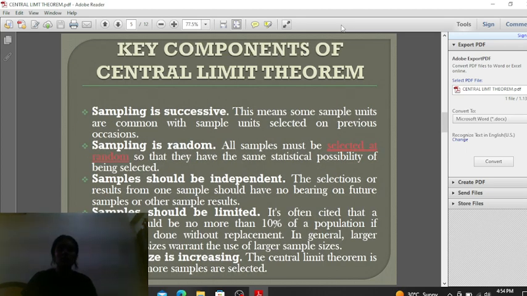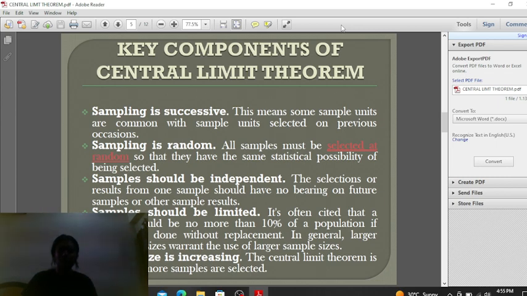So, what are the key components of the central limit theorem? Here are a few key components. The first one is that sampling is successive. This means that some sample units are common with other samples, and these can be selected on previous occasions. So, this is known as sampling is successive.